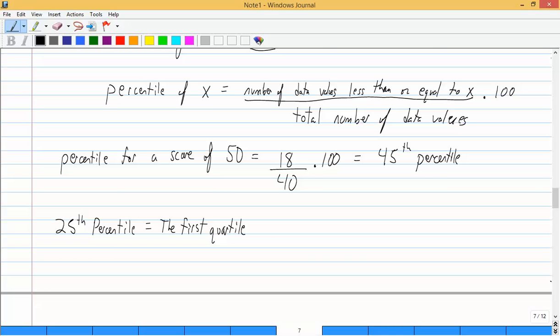And the first quartile is abbreviated Q sub 1. That would mean the first quartile. The second quartile, then, you would imagine, would be the 50th percentile. And that's right, the 50th percentile is equal to the second quartile, which is equal to Q sub 2.